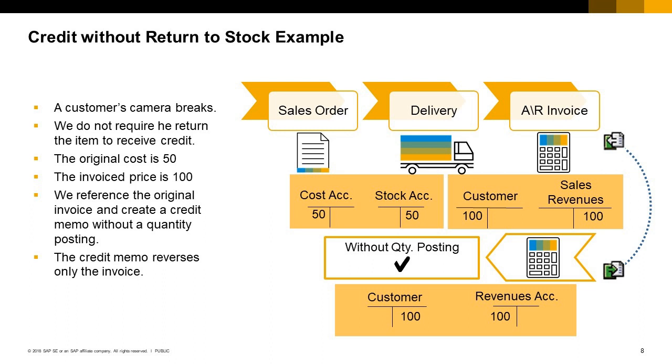Let us look at an example of creating an item type credit memo without a quantity posting to inventory. In this case, a customer's camera breaks. Unlike our last example, we do not require the customer to return the item to receive credit. As before, the original cost is 50 and the invoiced price is 100. We once again reference the original invoice and create an item type credit memo. However, this time we select the checkbox without quantity posting. The customer receives full credit for the item and no stock postings are made.